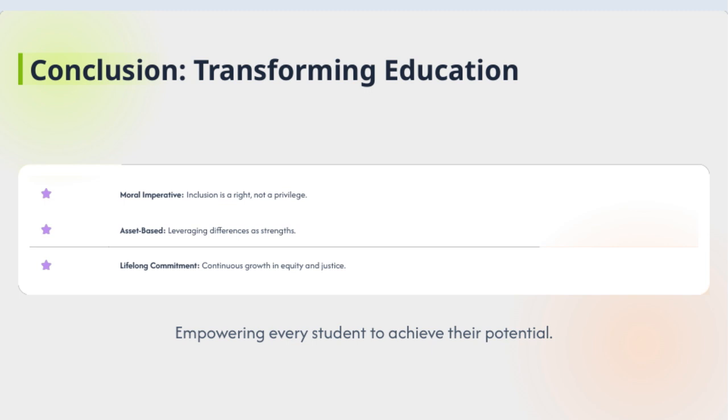Every student brings unique experiences and perspectives that enrich our learning environment and help us grow stronger as a community. This ties into the moral imperative that inclusion is a right, not a privilege. Everyone deserves access, respect, and the opportunity to thrive, and it's our responsibility to make that a reality. In conclusion, this is about transforming education itself, creating a more equitable, inclusive, and empowering system where every student can truly succeed. This is the heart of our mission and the future we're working toward together.